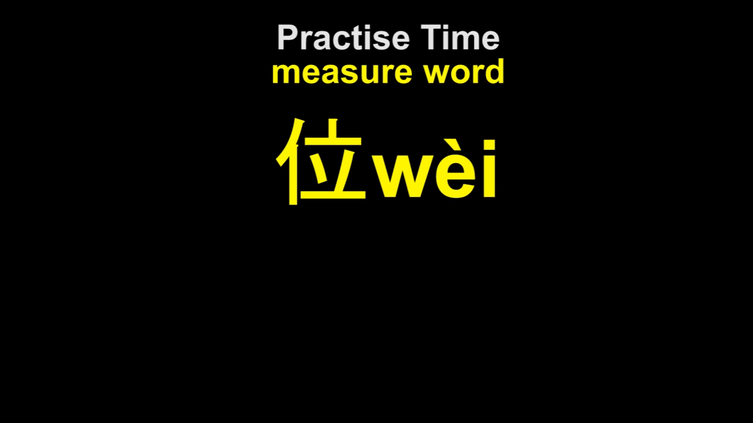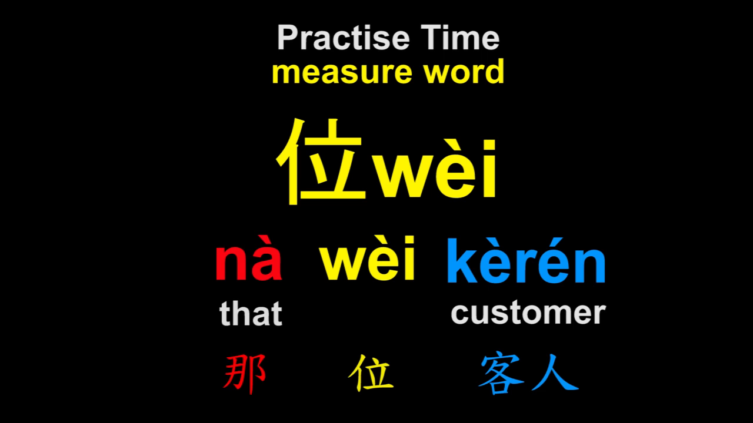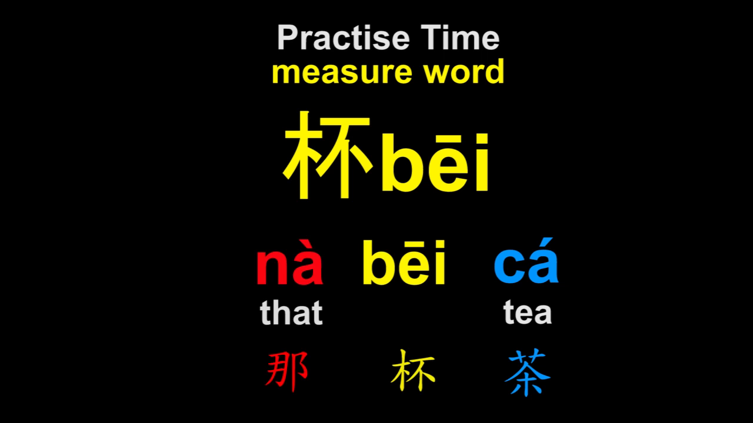Measure word. 位. Customer. 客人. That customer. 那位客人. Measure word. 杯. Tea. 茶. That tea. 那杯茶.